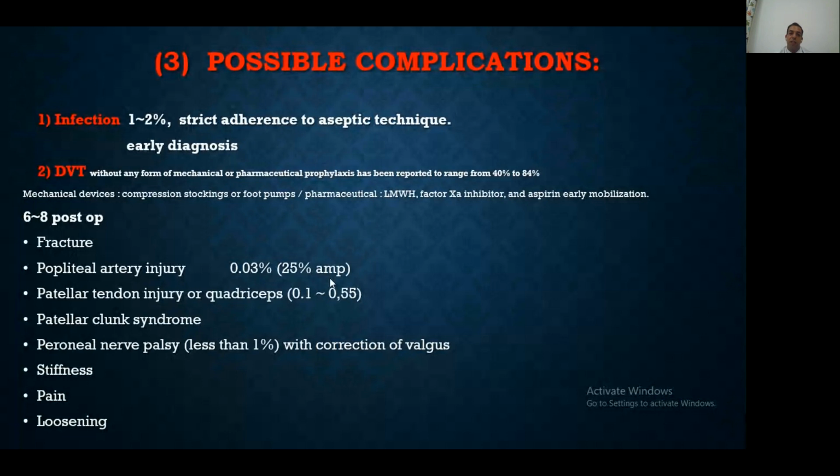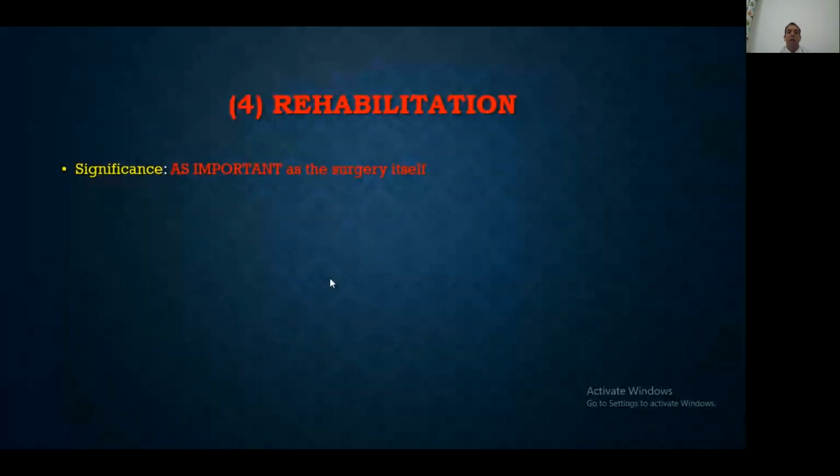With decreased range of motion of the knee. Pain post-operatively has many possible causes, and sometimes it happens with loosening of the components, either femoral, tibial, or patellar. Now we can proceed to the fourth part of our lecture, which is rehabilitation.